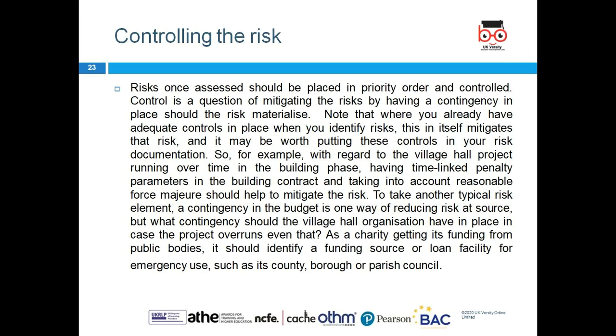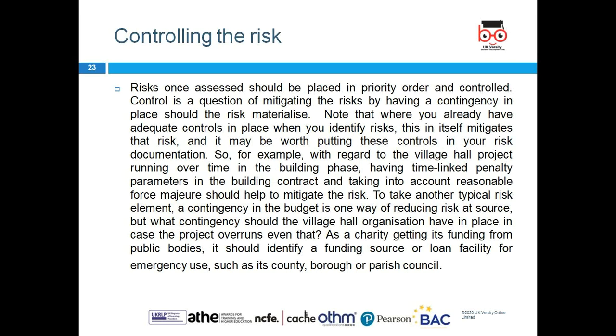Okay, control risk. Sometimes we have a control risk. If there is too much control in place, that can be a risk as well. So risks assessed should be placed in priority order and control. The control is about mitigating the risk by having a contingency plan should the risk materialize. So we can look at contingency planning. Suppose staff go on strike or staff fail, what will we do? We have an agency arrangement in place to hire the staff. That can be an example of contingency planning.